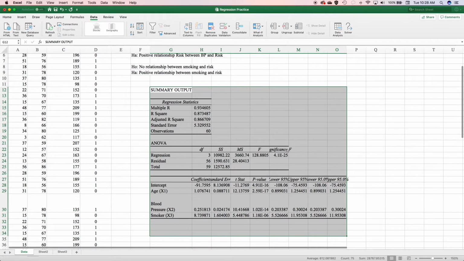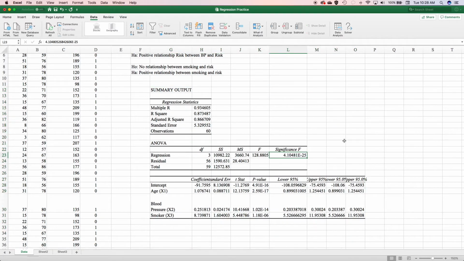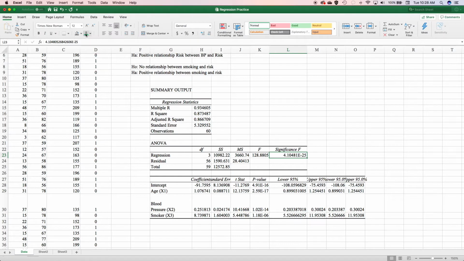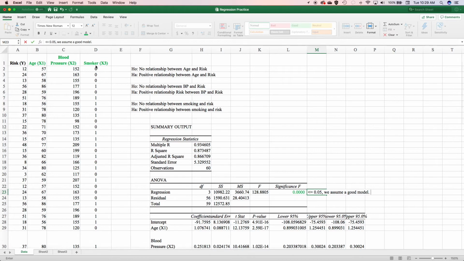The first thing I look at is the significant F. The significant F tells me whether we have a good model. That number, 4.1 times e to the negative 25, if it was rounded to the nearest 4 decimals, would be 0. Because that number is less than or equal to 0.05, we assume a good model. That means that all three of these together do a good job of predicting what the risk would be.